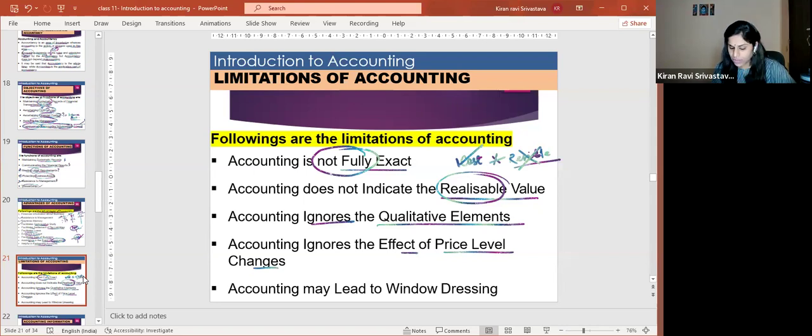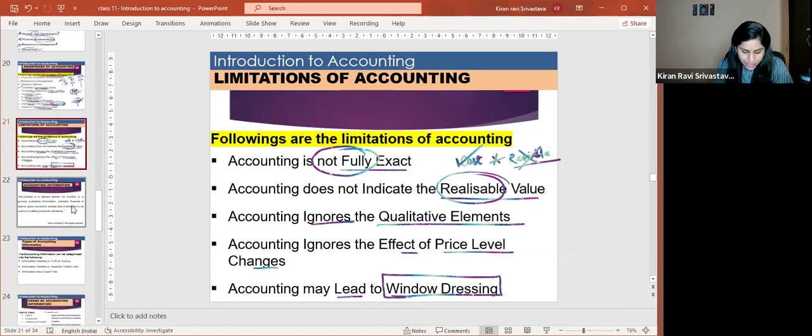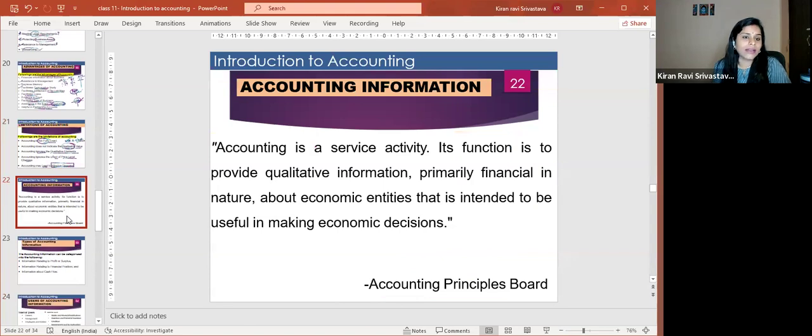Then accounting may lead to window dressing. And this is what the Satyam scam was all about, if you have read it. Window dressing. Changing the material facts and information to present it in a way that your business is profitable to get more loans from the banks, or any misrepresentation of the balance sheet, a misrepresentation of accounting data is called window dressing. Accounting may lead to window dressing because chartered accountants can have the ability to manipulate all the figures.